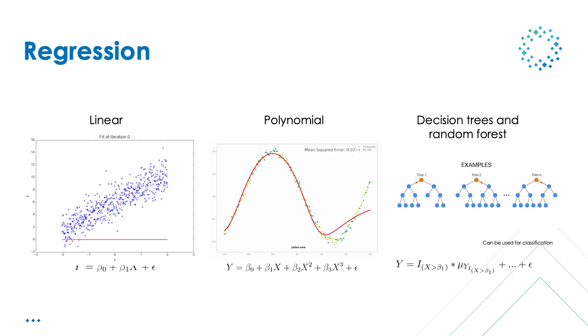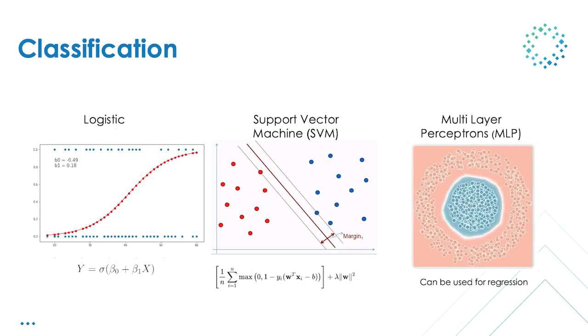Another commonly used algorithm is a decision tree. Decision trees partition the input space with conditions and assign values to items in the partition.